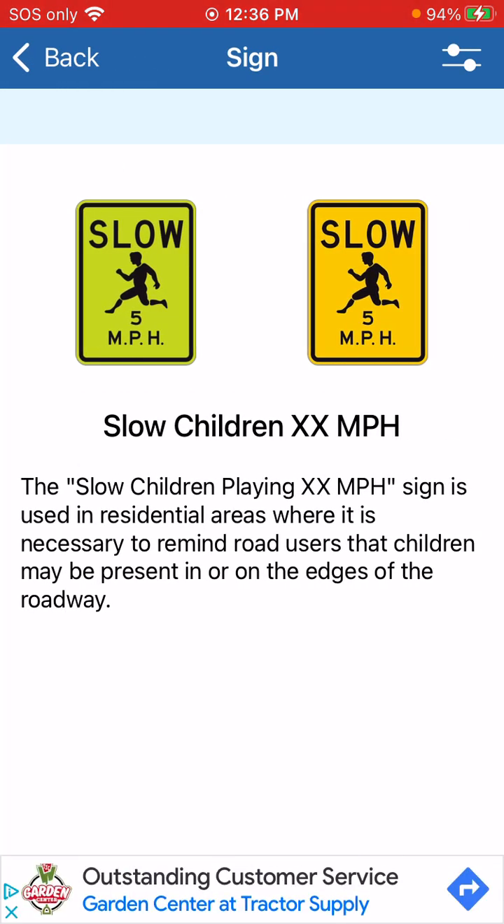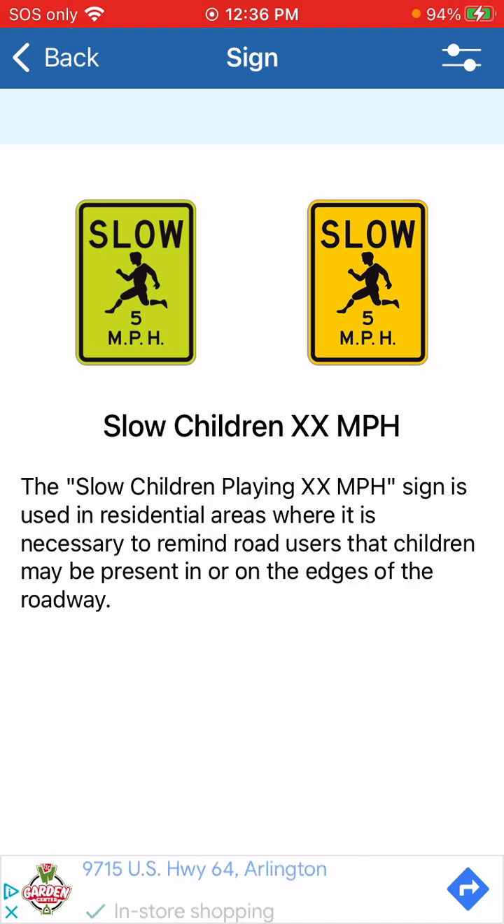Slow children X miles per hour. The slow children playing X miles per hour sign is used in residential areas where it is necessary to remind road users that children may be present in or on the edges of the roadway.